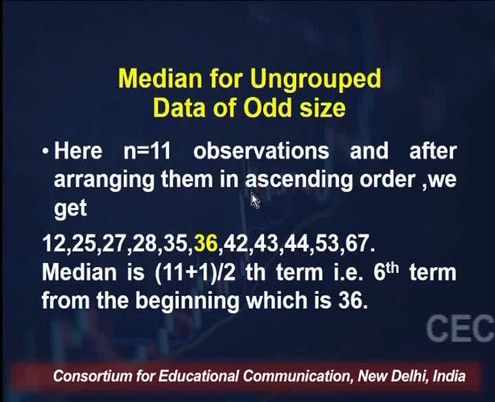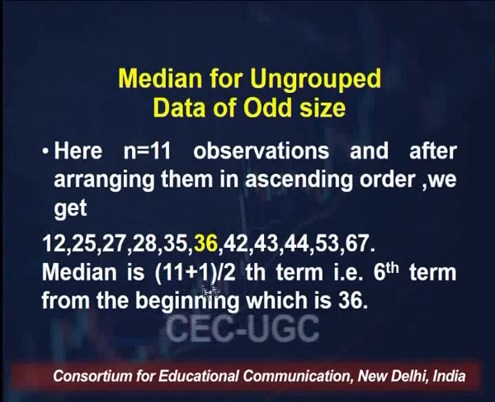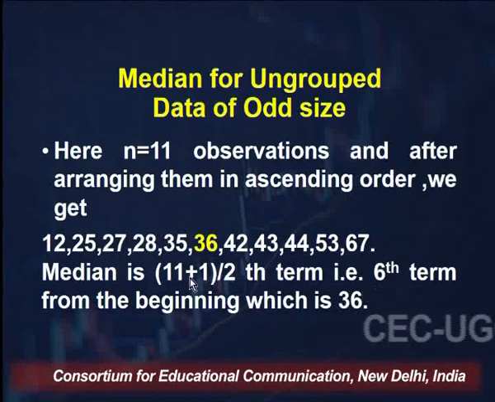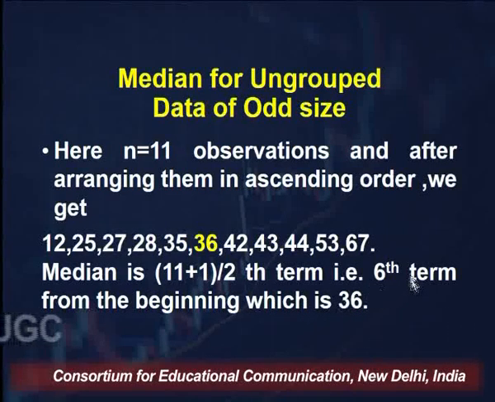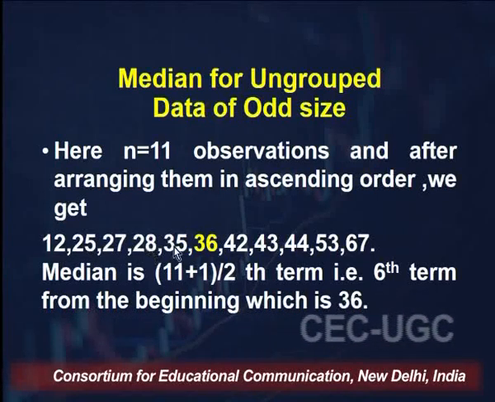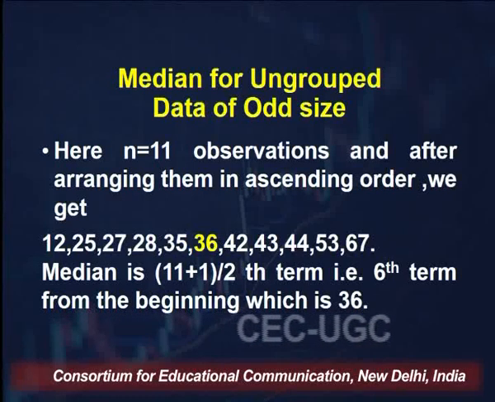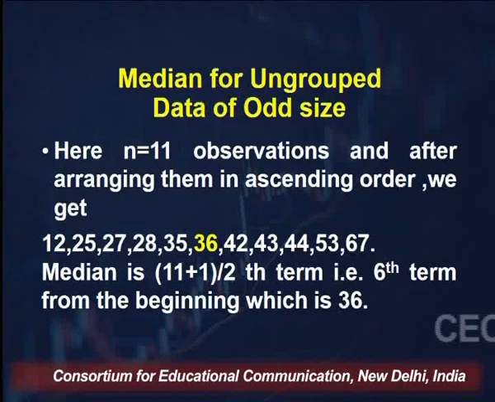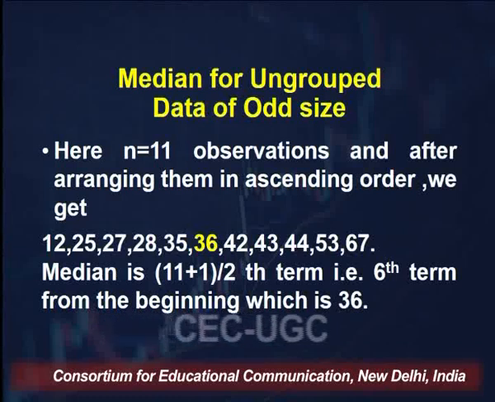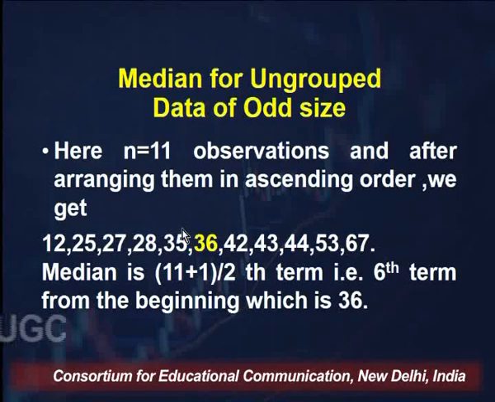What have I said? You look at which term? You look at 11 plus 1 by 2. That is 12 by 2th term, which is 6th term. 12 by 2 is 6. So that means you will locate the 6th term from the beginning. So the beginning is first, second, third, fourth, fifth. So the 6th term, which I have highlighted in yellow, is the median of this data. It's very simple, and if you remember that you have to locate the n plus 1 by 2th term and just put the value of n, then after arranging in ascending order you will get the median. So the median of this data is 36, or median marks is 36.